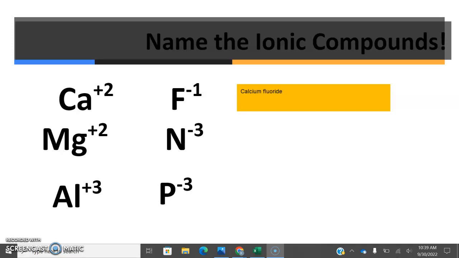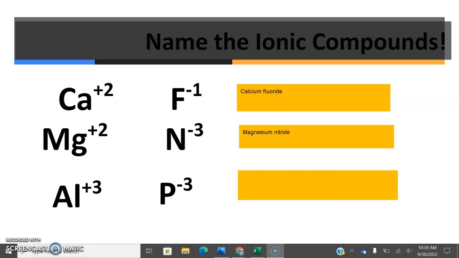Now, let's do another one. So we have magnesium and nitrogen here. We're going to write magnesium because the name of the metal is just the name of the metal. And now nitrogen, we're going to drop the ending and change it to IDE. So this is going to be magnesium nitride. Magnesium nitride. So for nitrogen, the ending gets dropped, and we replace it with IDE.